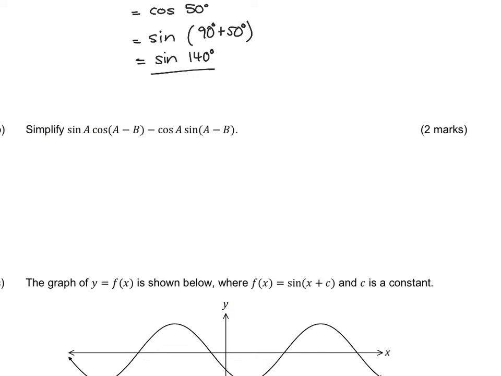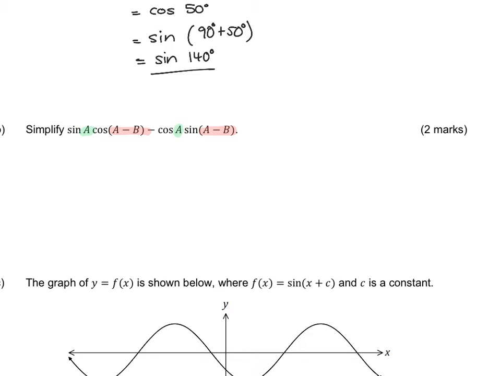Next one we need to simplify. We have sine of A cos of something minus cos of A sine of the same something. Now, there's a couple of ways to do this. You could expand those bits and then simplify it, or you could recognise, let's just undo that.